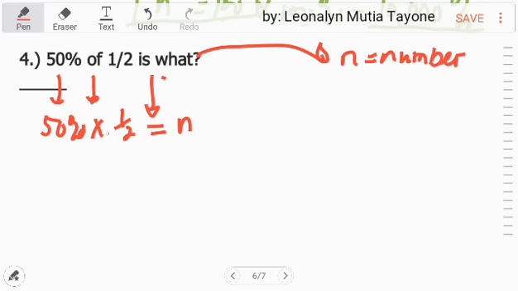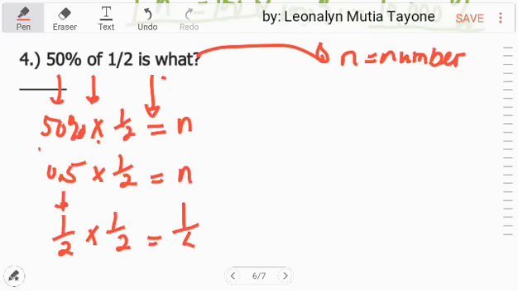So, 50% times 1/2. Ang 50%, i-convert natin into decimal. Kasi pag mag-convert tayo, mag-divide tayo ng 100% para ma-cancel out yung percentage sign. Kaya magiging 0.5 na lang siya. In other words, si 50% ay equivalent ng 0.5. 0.5 times 1/2 equals n. Itong 0.5 ay pareho lang yan sa 1/2 times 1/2, and that is 1/4. So, ang sagot dito ay 1/4.